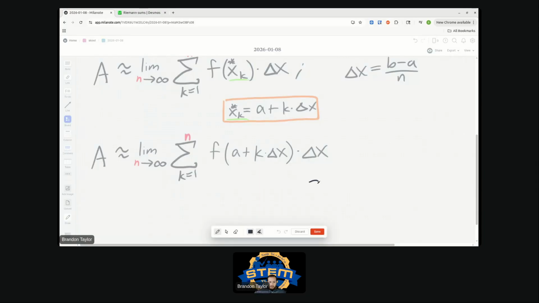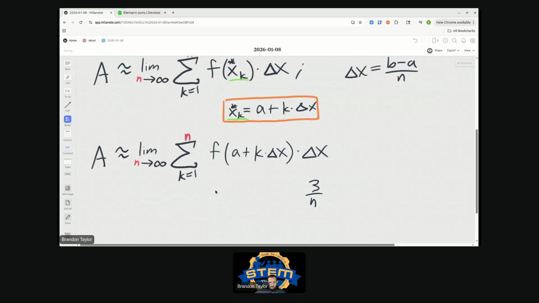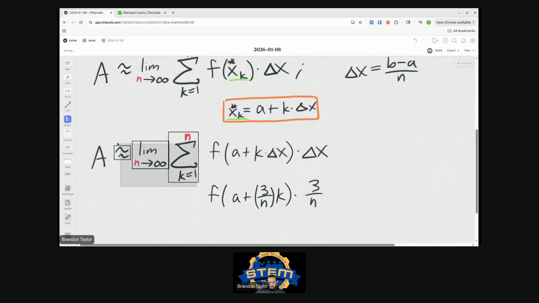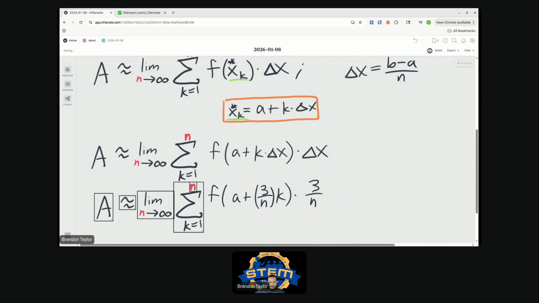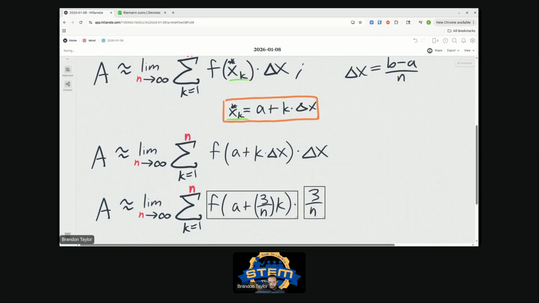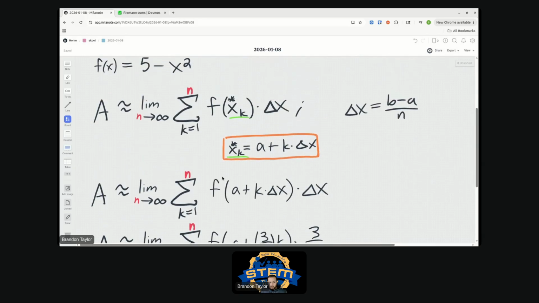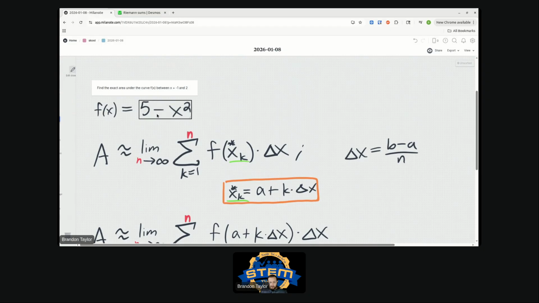And if I pop that in, you can kind of see where that comes in. I'll do one thing at a time here because this can get overwhelming very easily. So the delta x is 3 over n. So 3 over n times k. Cool. And then we have this. So there you go. And again, one more step. Remember that we haven't incorporated the function we're actually talking about. What is that? 5 minus x squared.